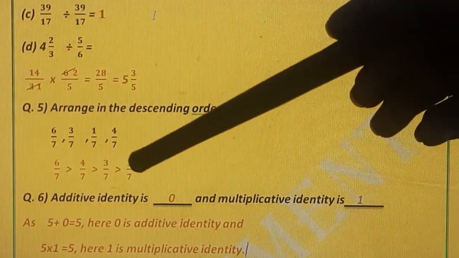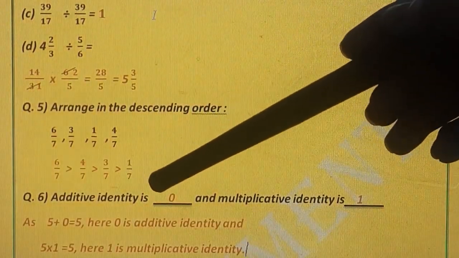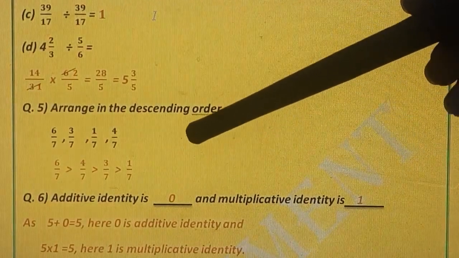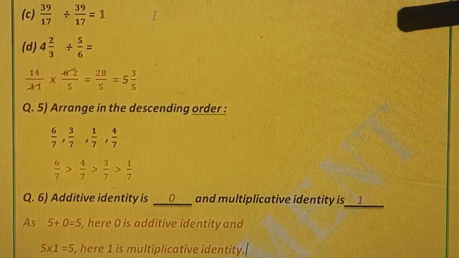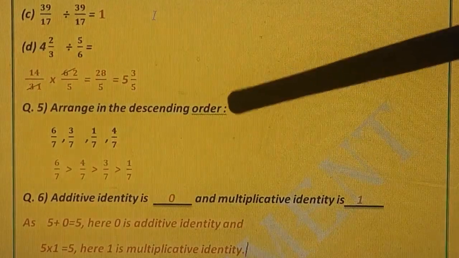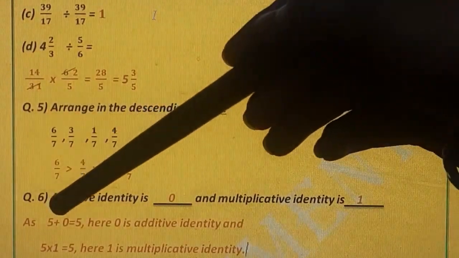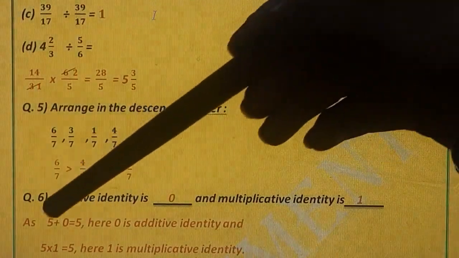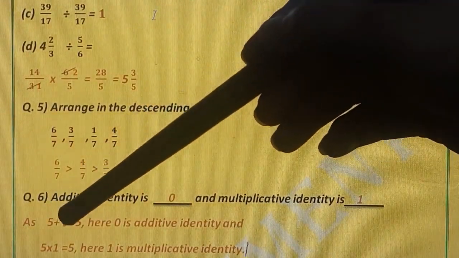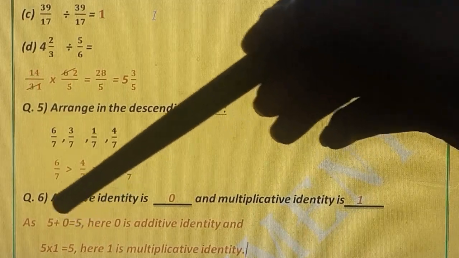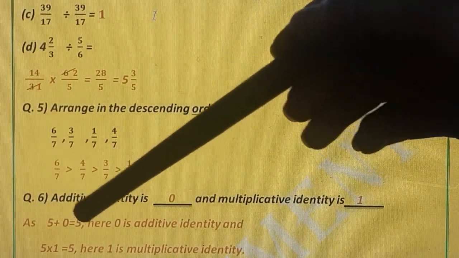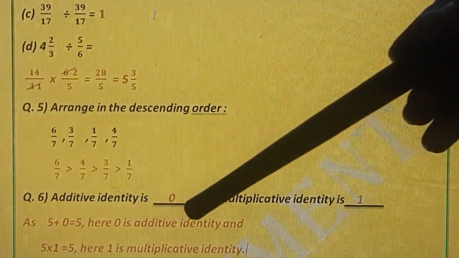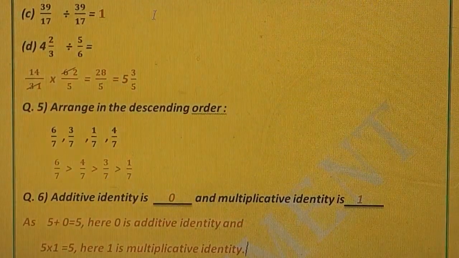Additive identity is that numerical value which, when we add it to a number, gives us the number itself in the answer. There is no change in the number. See this example: 5 plus 0 is equal to 5. The number is 5. We are adding 0 here and we are getting the same number again in the answer, meaning there is no change in our number. So here 0 is the additive identity.